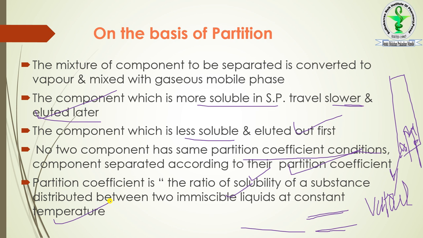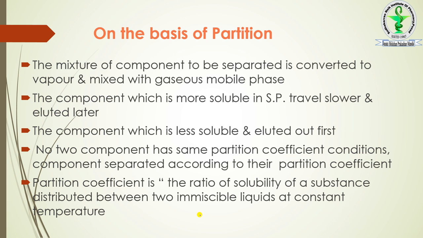The ratio of the solubility of the substance distributed between the two immiscible liquids at constant temperature is called the partition coefficient. Based on solubility we separate the substances. That is a partition kind of chromatography. We call it partition type of chromatography. I think you are getting the adsorption type of chromatography as well as the partition type of chromatography.